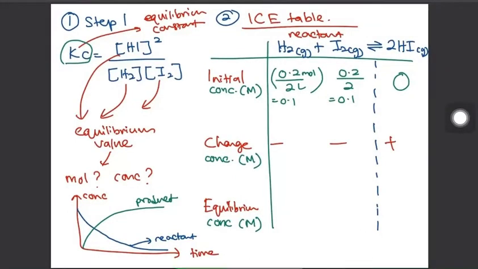And what is this change? We don't know, therefore we are going to use an unknown, and this unknown is going to follow your stoichiometry. The stoichiometry of hydrogen is 1, therefore it's just x. The stoichiometry of iodine is 1, therefore it is x. And the stoichiometry for HI is 2, therefore it will be 2x.